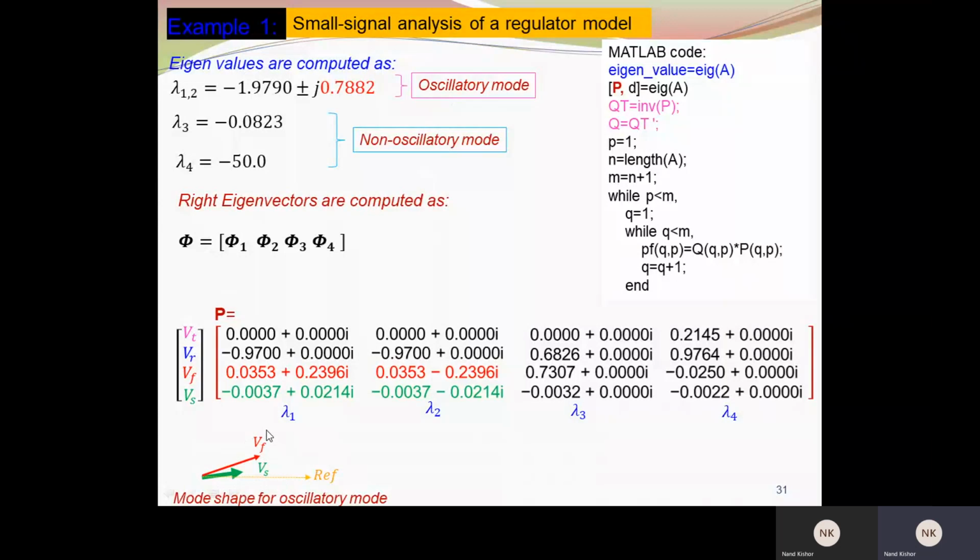So what is the position of these vectors with respect to the reference, that we can get here, and thus the mode shape. We will discuss mode shape in more detail with examples, right? And then, with reference to these codes, we have the transpose, that is the inverse of P, and then we complete the right eigenvectors and the left eigenvectors.